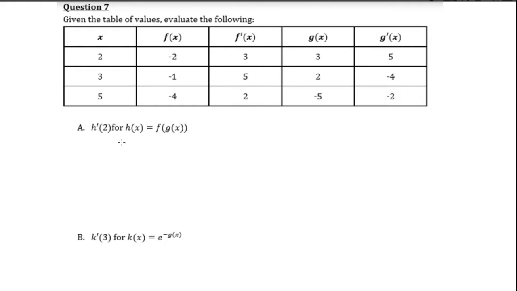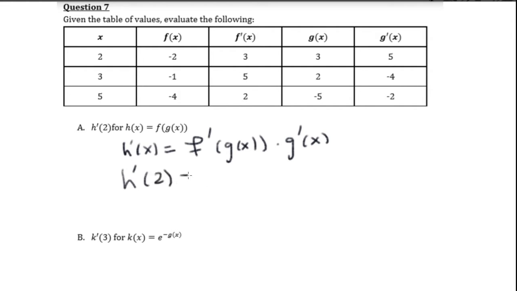Okay, looking at part A, I want to find the derivative of h at x equals 2. So in order to find the derivative of h, I have to use the chain rule on f of g of x, which is the derivative of f, keep g the same, and then take the derivative of g. So I'm going to plug in x equals 2. So I'm going to get f prime of g of 2 times g prime of 2.